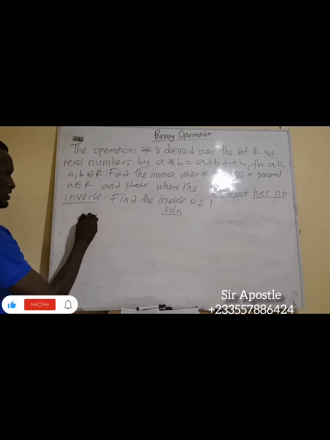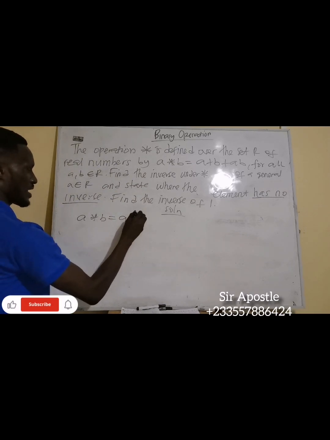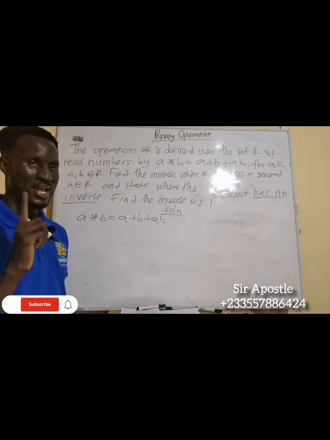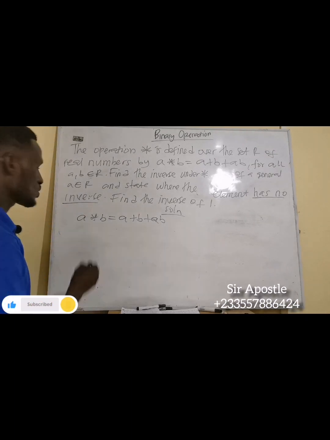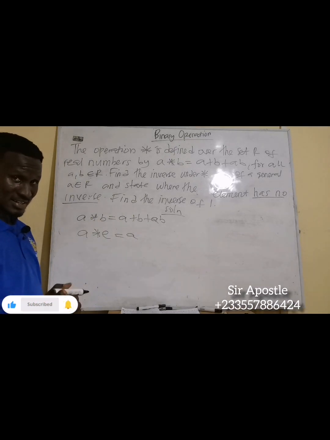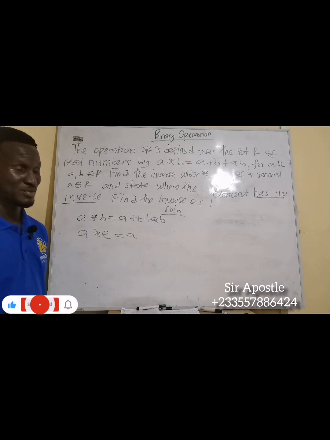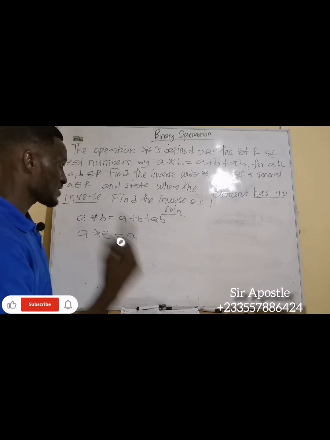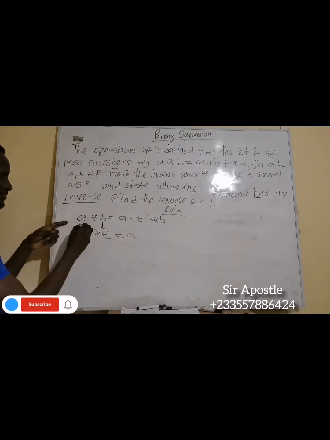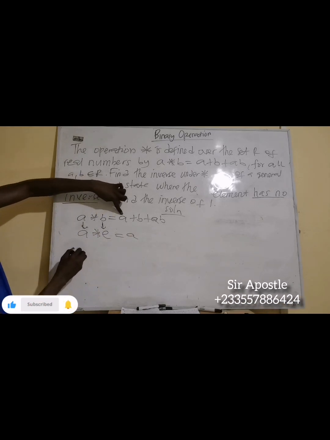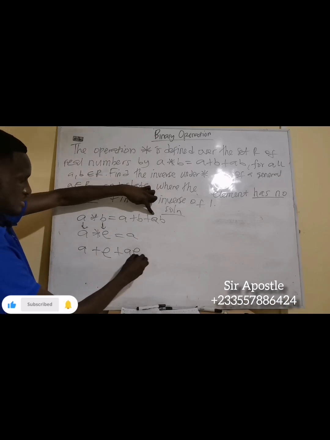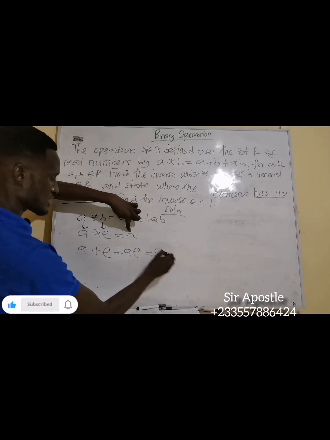So when we have A * B = A + B + AB, I can't solve for the inverse without the identity element. So first I have to look for the identity element. The identity element is supposed to give you A, but don't forget, go and check our previous video. So A * E is supposed to give us A. So A is A, and B is now E. Let's substitute: A + E + AE is supposed to give us A.